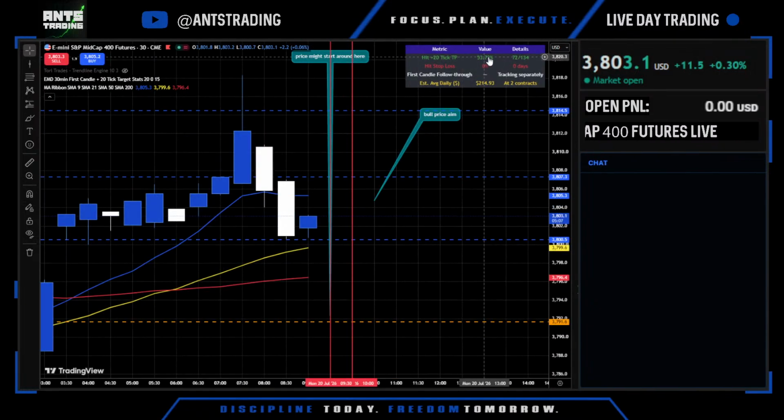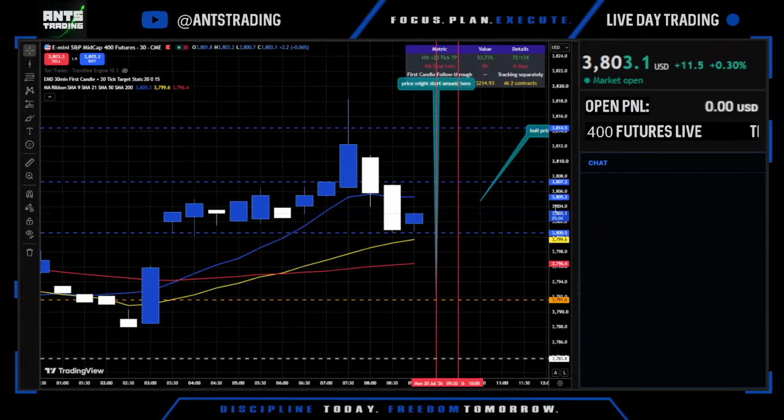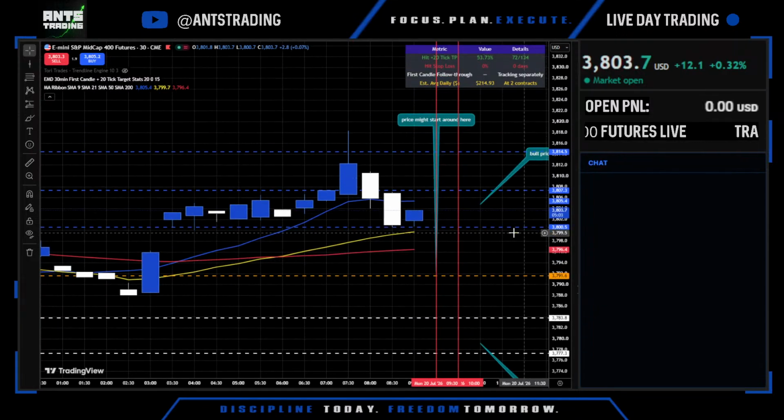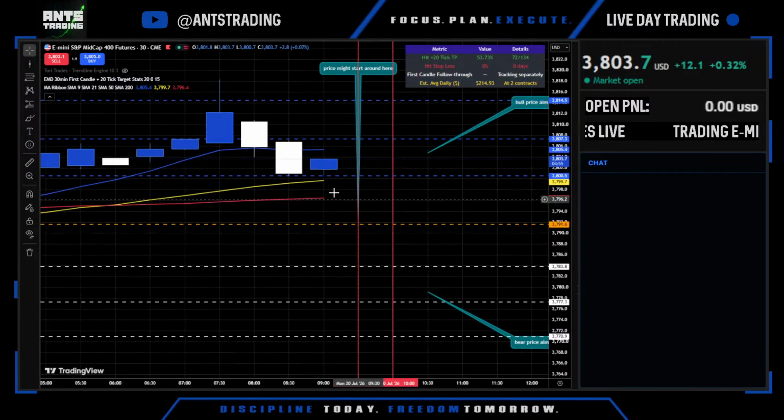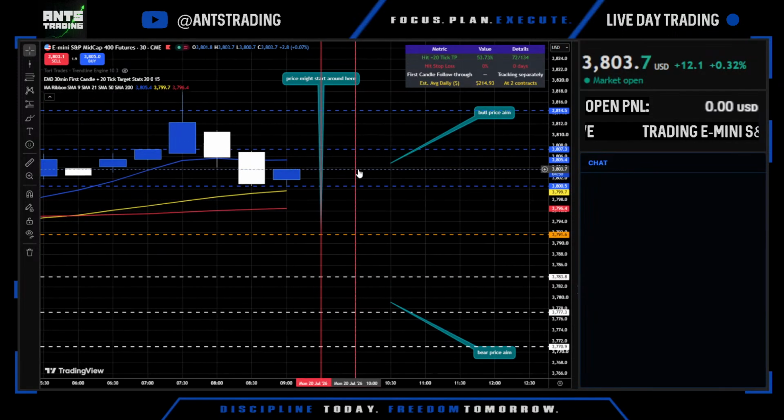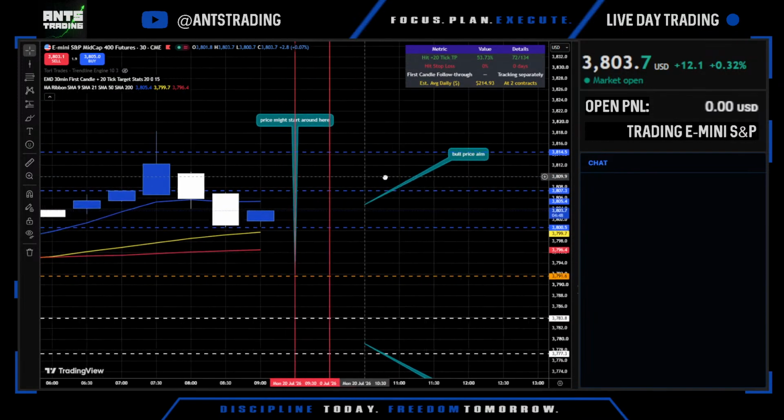But basically, this shows I do a 20-point take profit, and I'm trading 2 minis. So I wait till the first 30-minute close, so from 9:30 to 10. Whichever way that goes, I'll just take my trade there.